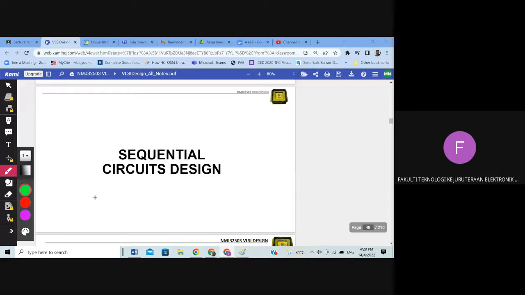Hi, everyone. So we proceed to our second topic. We will focus on the sequential circuit design. When we talk about sequential, we will be dealing with the clock.